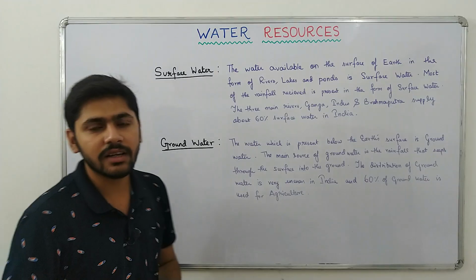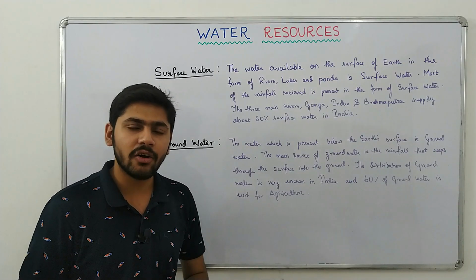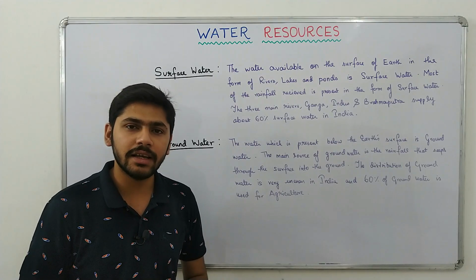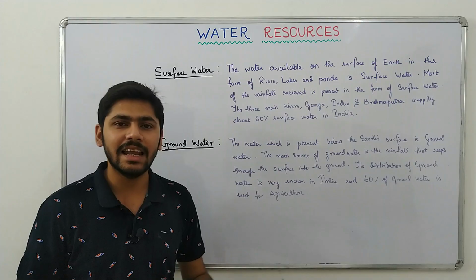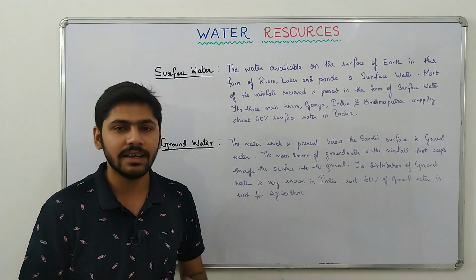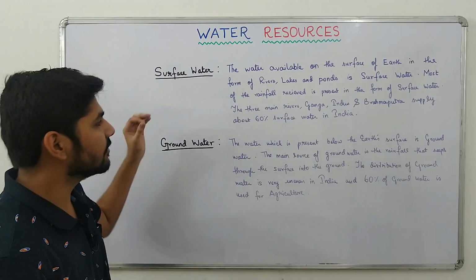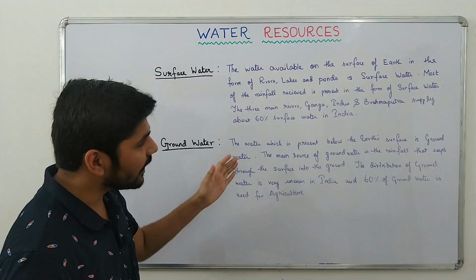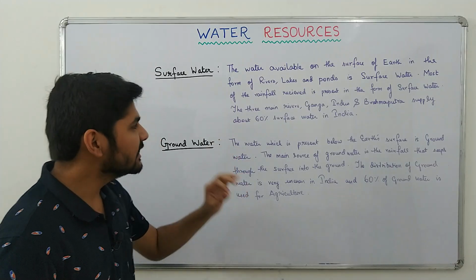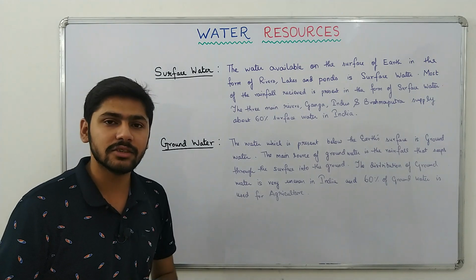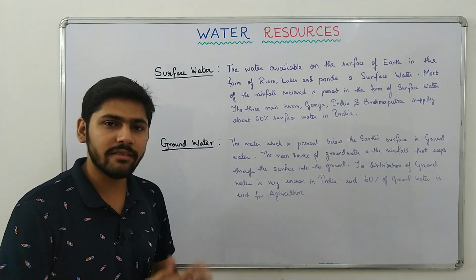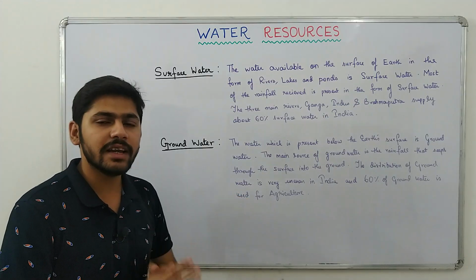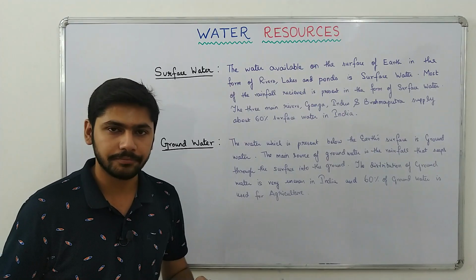So what is surface water? The water that we find on the surface of the earth is called surface water. This is available in the forms of river, lakes, ponds, tanks, etc. So this is surface water. Now the three major rivers of India, Ganga, Indus and Brahmaputra, supply about 60% surface water in India. That is why we say that Ganga, Indus and Brahmaputra are very important for India.